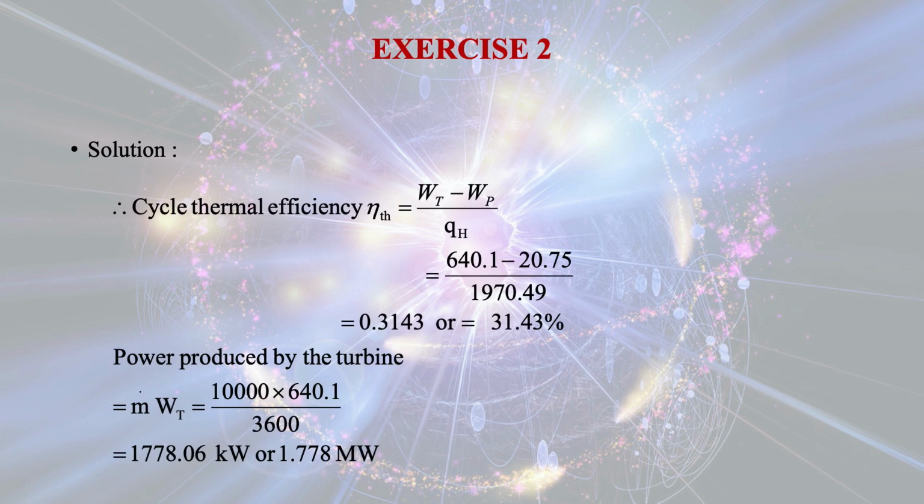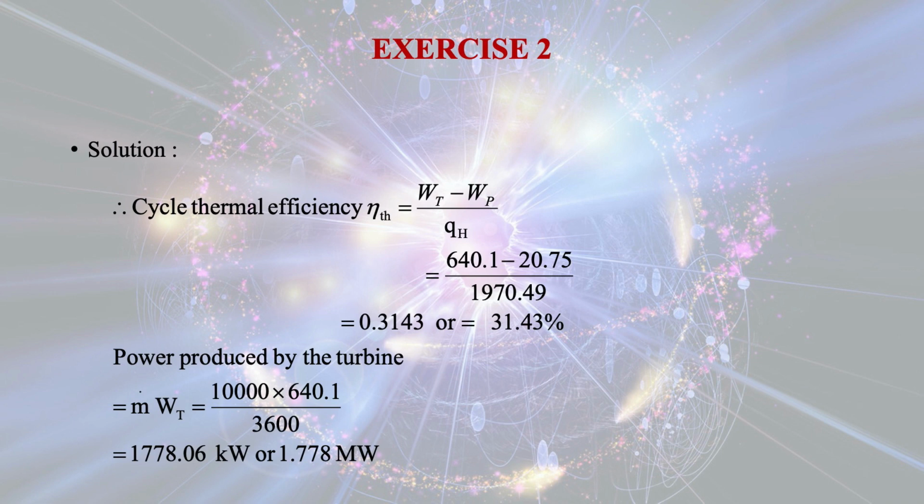Now the cycle thermal efficiency eta thermal is equal to net work by net input. The net work is equal to WT minus WP, that is turbine work minus the pump work. All these values at this point we know WT, we know WP, we know QH. So if you put all these values, you will get thermal efficiency is equal to 0.3143 or 31.43%.